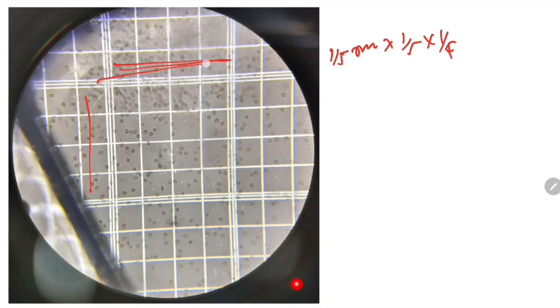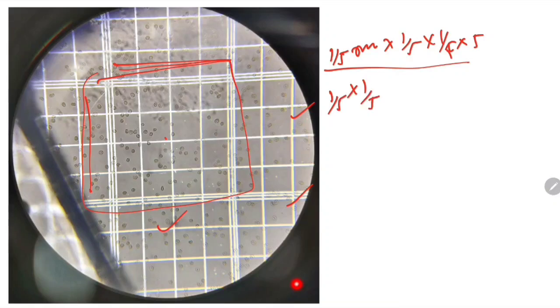So the volume of this area will be this much if you calculate it, and we are going to count 5 boxes of this type, 1 2 3 4 and 5 boxes. So into 5: 1 by 5 into 1 by 5 into 1 by 10, because the depth is 1 by 10, into 5 boxes. So the total volume will be 1 by 50 microliter, or 1 by 50 cubic millimeter.